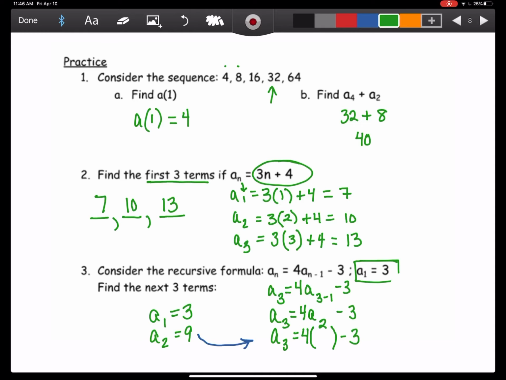So look back. What's a sub 2 equal to? It's equal to 9. So I substitute 9 where I see a sub 2. And then I work it out. I'm going to work to the right. So 4 times 9 is 36, minus 3 is 33. That means a sub 3 is equal to 33. Now, I need one more. So pause the video, write this down. I need to erase.